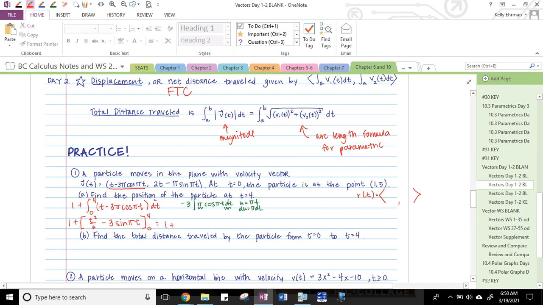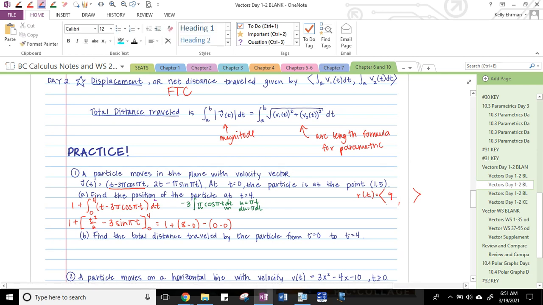Okay, so what is this? 1 plus 16 over 2 is 8. And then when I put 4 in here, the sine of 4 pi, which is the same as sine of 2 pi, which is the same as sine of 0, is 0. So 8 minus 0. Minus, just double checking here, put in 0, you get 0. Sine of 0 is still 0. So 1 plus 8 is 9.